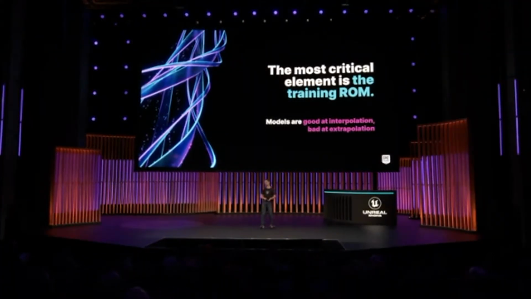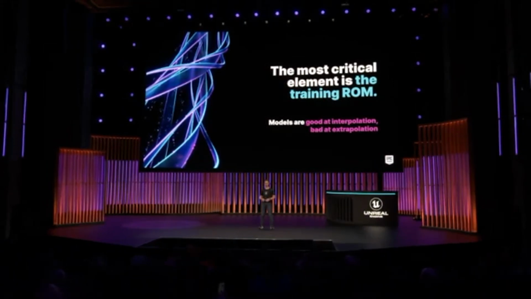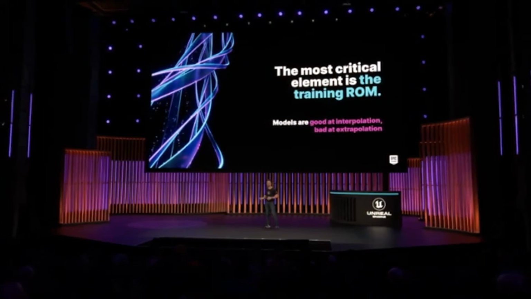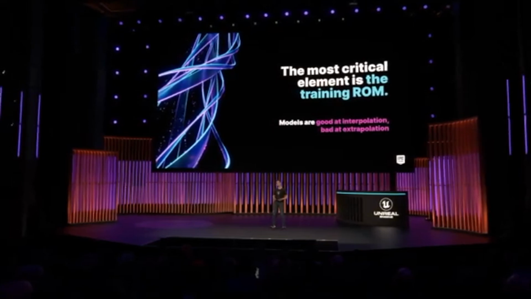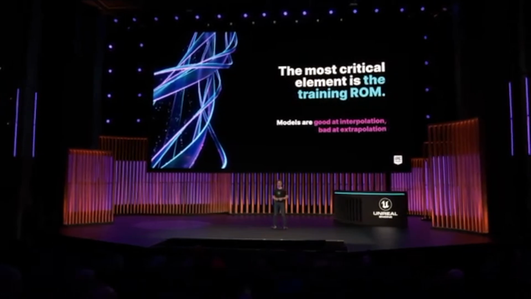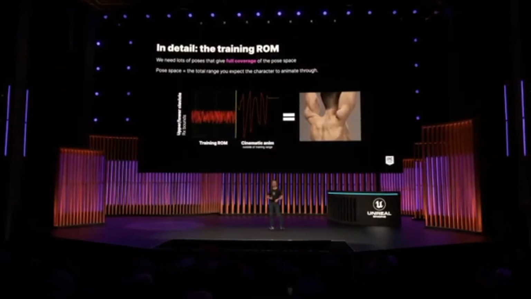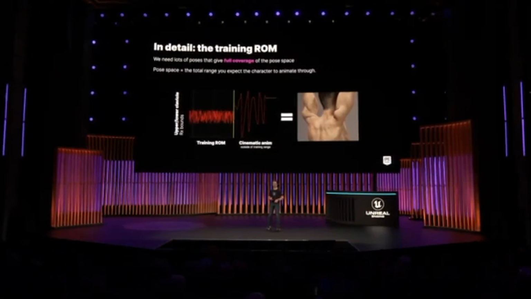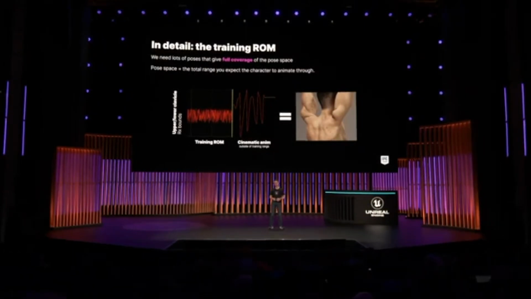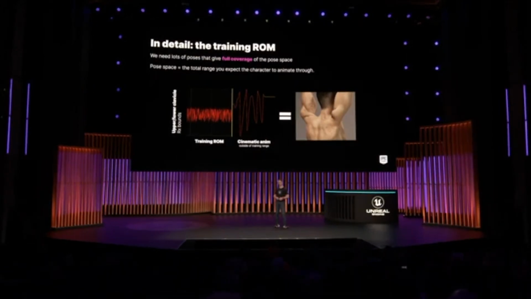So the most important part of this is the training ROM. So the models are good at interpolation, but they're really bad at extrapolation. So to take a simple example, if my game animation rotates an elbow from 0 to 140 degrees, we don't need an example for every degree of rotation in the training data, but it does need to encapsulate that full range. So if the model is reconstructing poorly, the two most likely causes are either you haven't used enough training data and the model hasn't generalized, or the animation is pushing the character outside of the pose space we trained on, and the network doesn't know how to handle that.